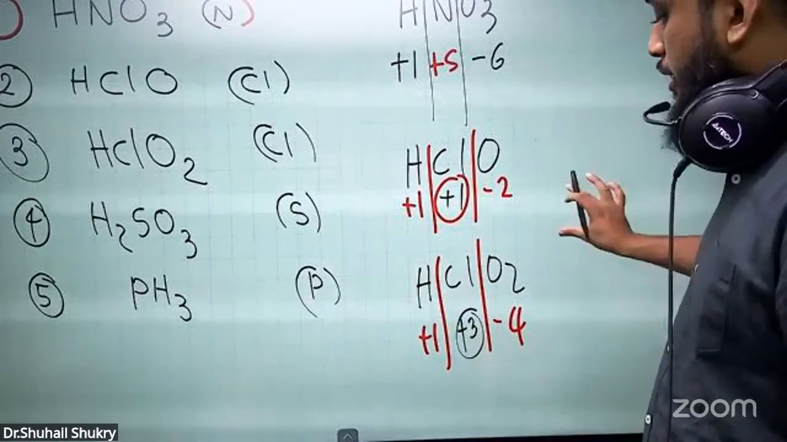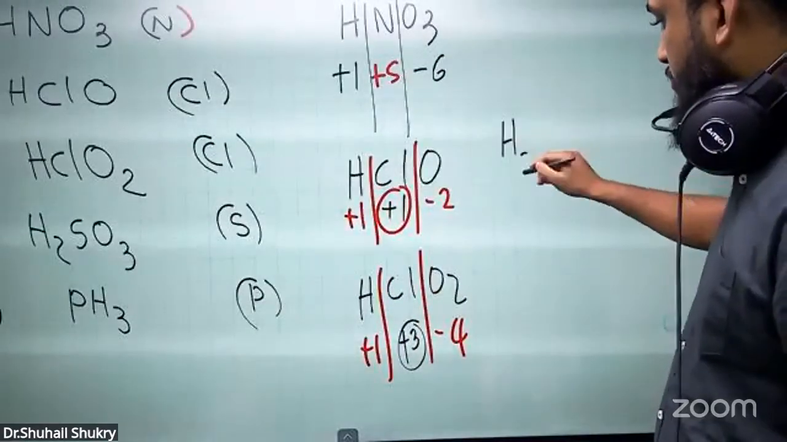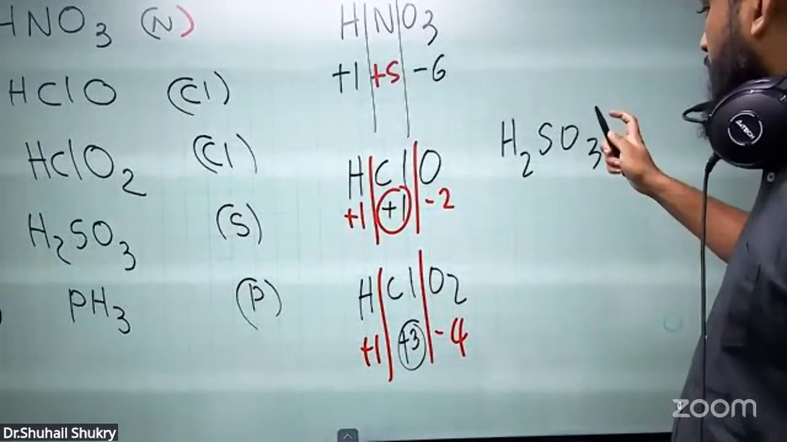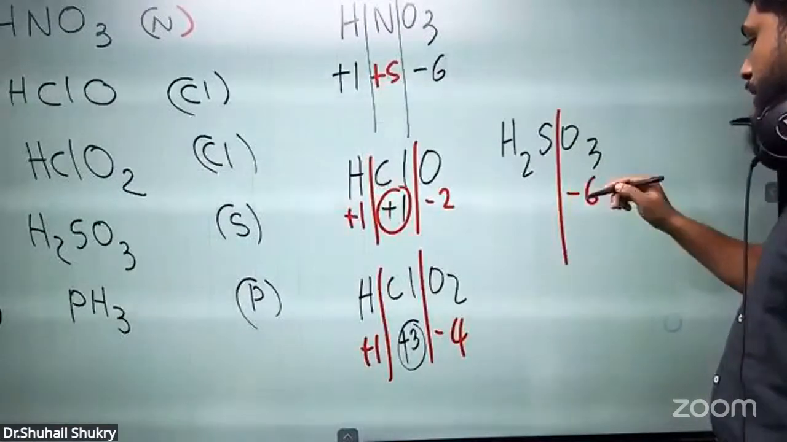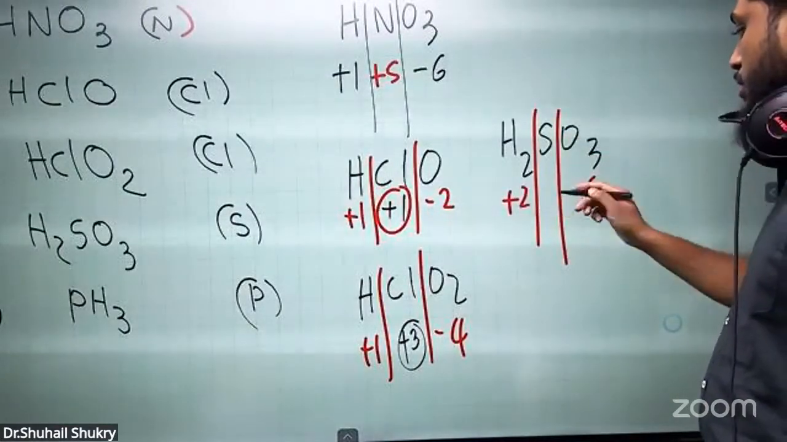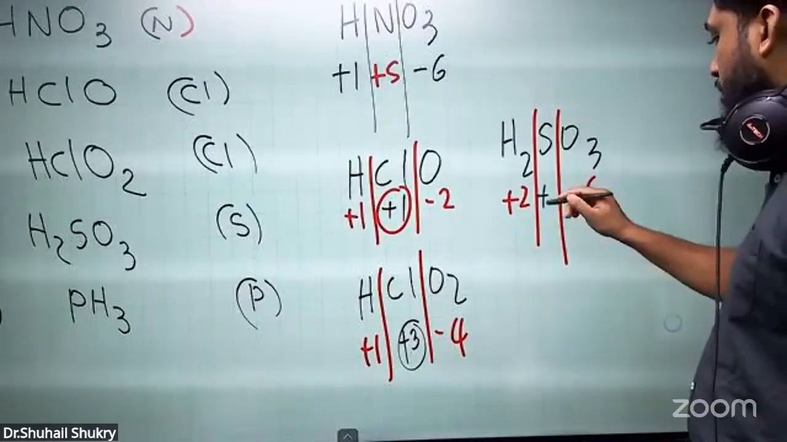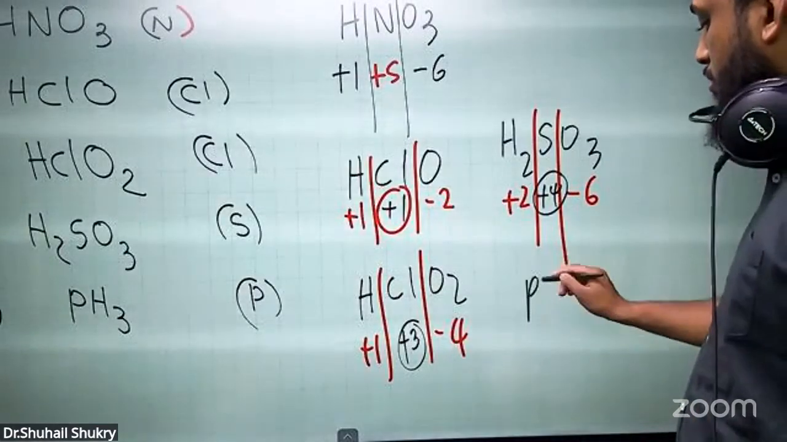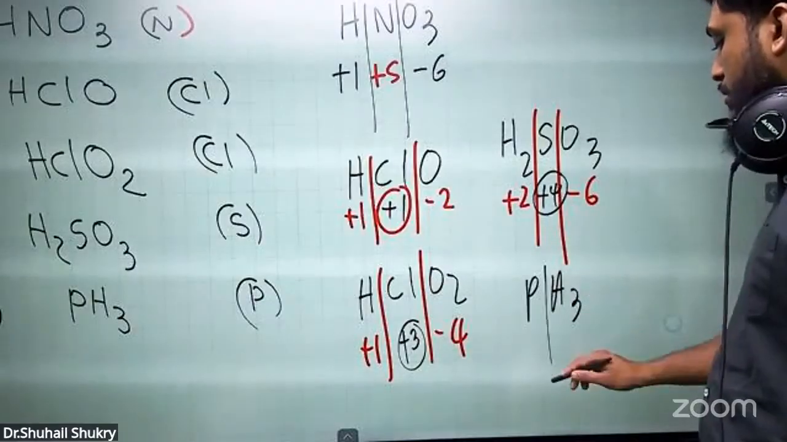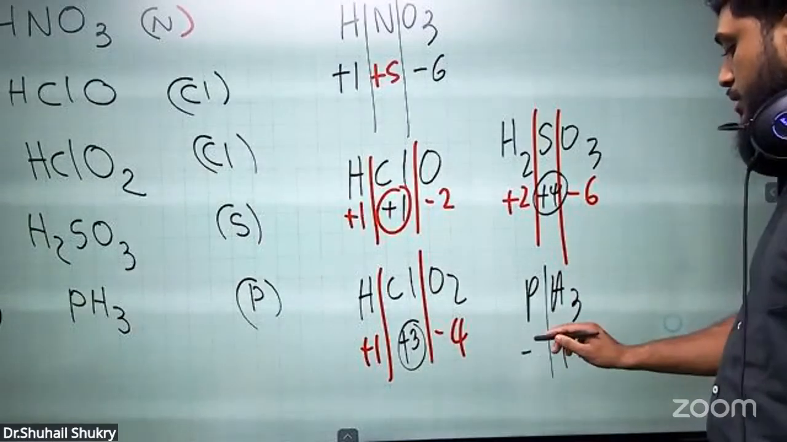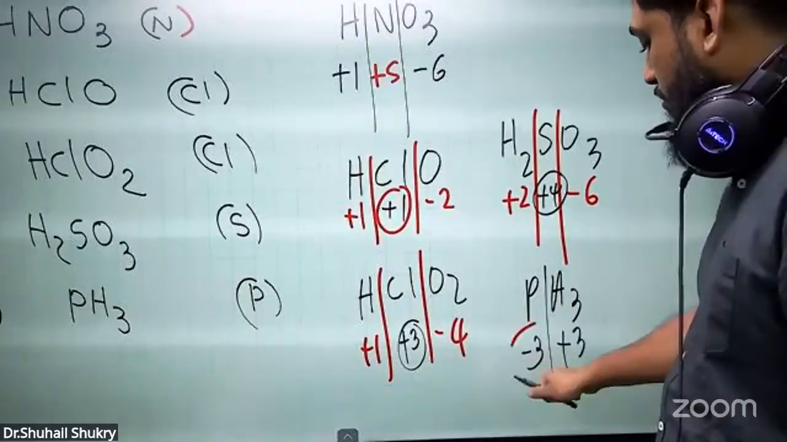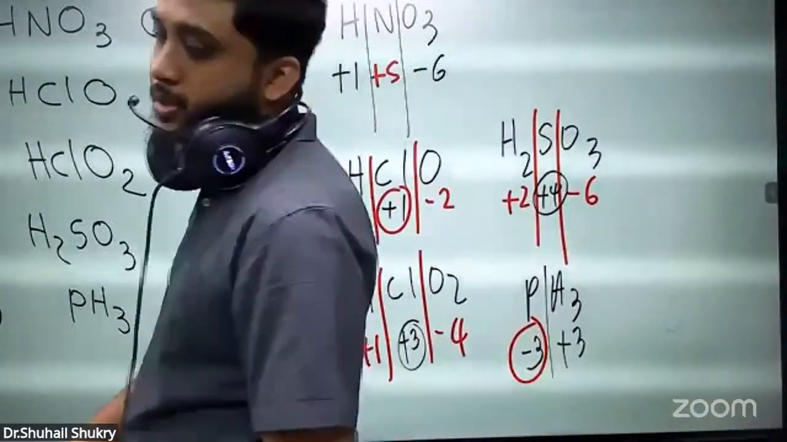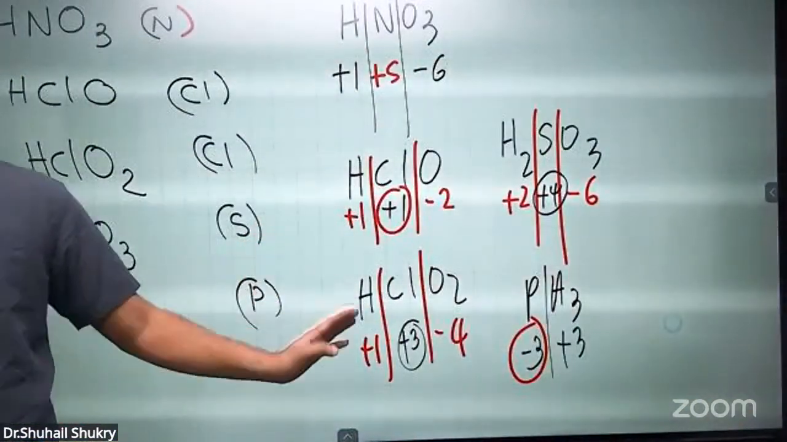Very good. H2SO3. One oxygen is minus 2. All are minus 6. Then here plus 2. Minus 6 and plus 2. How much? Plus 4 here. PH3. What is the phosphorus? This is plus 3. Phosphorus is minus 3. Right? Good. So very simple. So everyone understood this one?